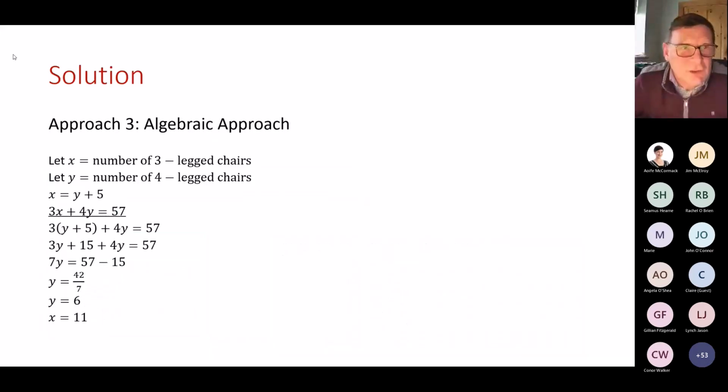And now let's look at the algebraic approach, the one that we as teachers would probably gravitate towards. So we let x equal the number of three-legged chairs and y equal the number of four-legged chairs. So x is equal to y plus 5. And then looking at the total number of legs, the three-legged stools are going to have 3 legs, so 3x, plus 4y equals 57. And we solve the simultaneous equations, giving us y equals 6 and x equals 11. So that's 11 three-legged chairs and 6 four-legged chairs. And that's our third approach.